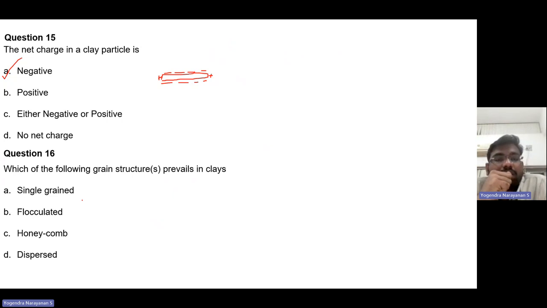Which of the following grain structures prevails in clays? This might be a single-option or a multiple-option question. Single grained, honeycomb, flocculated, and dispersed. Let me repeat the question. Which of the following grain structures prevails in clays? Option A, single grained. Option B, flocculated. Option C, honeycomb. Option D, dispersed.